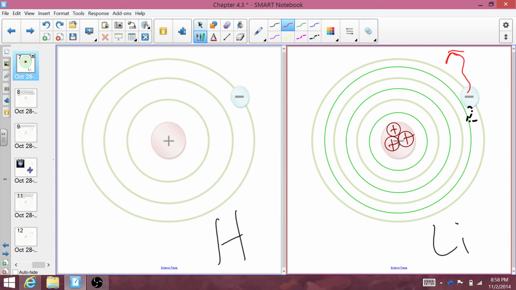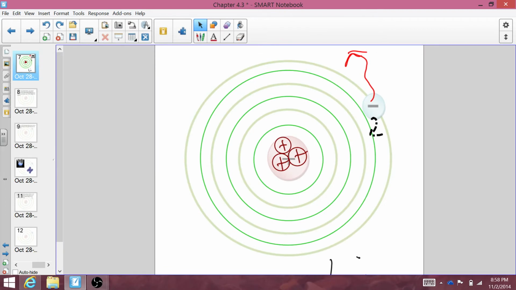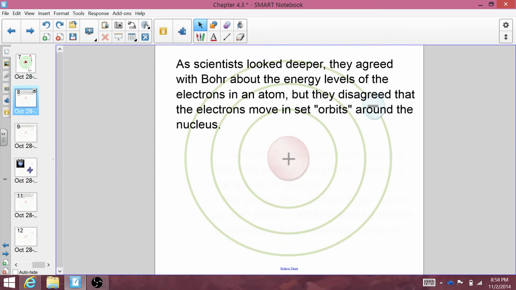So this is how energy levels work, and this is the idea that Bohr came up with, and Bohr was a really, really brilliant guy. But as scientists looked deeper, they agreed that there are energy levels, but they disagreed that the electrons were set in these orbits. So we would call this a planetary model of the atom. The proton in the center, in the nucleus, would represent the sun, and the electrons going around it would be like the planets in orbit. They are set in one orbit and always move along those lines.